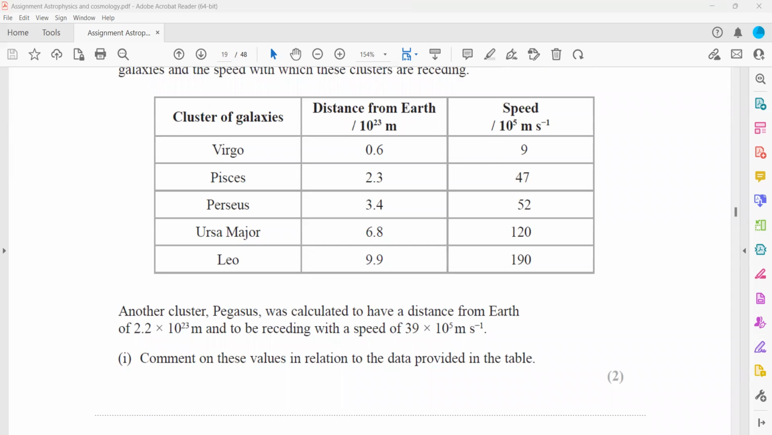What you conclude from this is that the distance is similar to that of Pisces, as you can see, 2.2 and 2.3. However, the speed is slightly smaller. Pegasus will be here and the speed is 39. And what is the relation here? As the distance is increasing, the recession speed is also increasing.